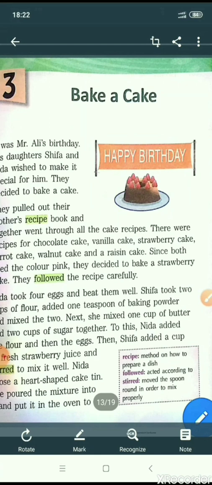Children, since strawberries are pink in color, they give pink color whenever it is added to any dish. So both the sisters decided that they will bake a strawberry cake. So they followed the recipe carefully so that they can prepare a perfect cake.